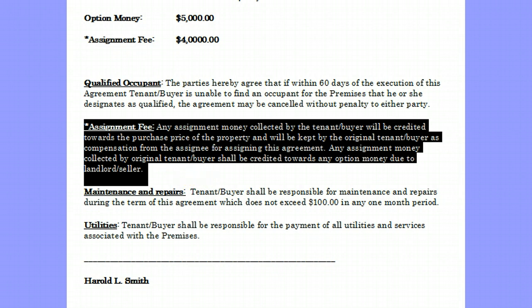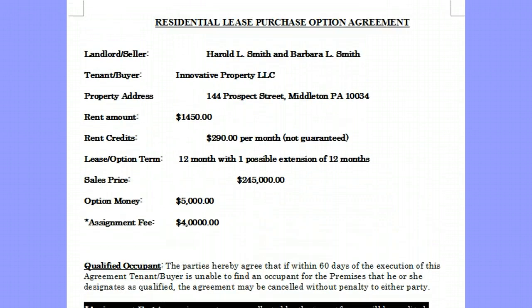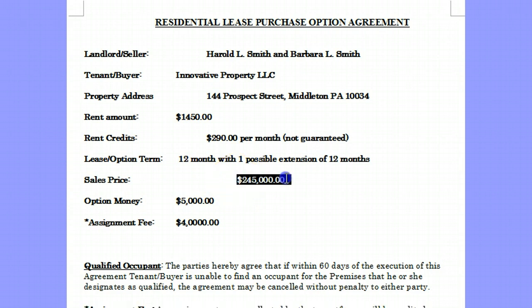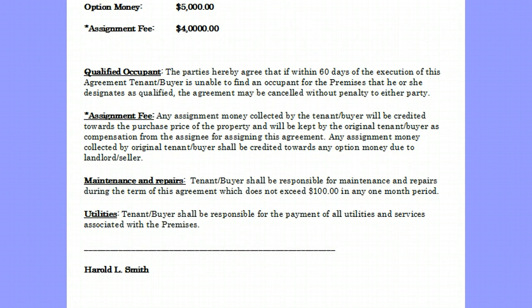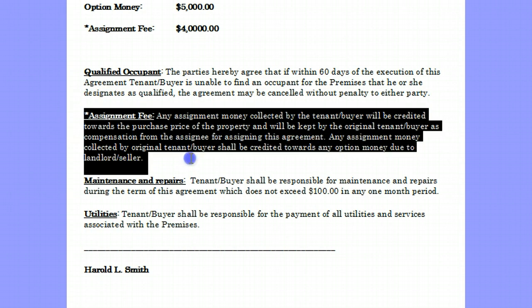to the landlord-seller. So how we generally figure this out, we need to find out what the number is for the seller. If the seller wants to make $240,000 on the property, we'll add $5,000, which is the option money. So 240 plus the 5,000 is going to give you the 245. That's the sales price. But the assignment fee is going to be $5,000, and that's pretty self-explanatory. And this assignment fee paragraph describes that.